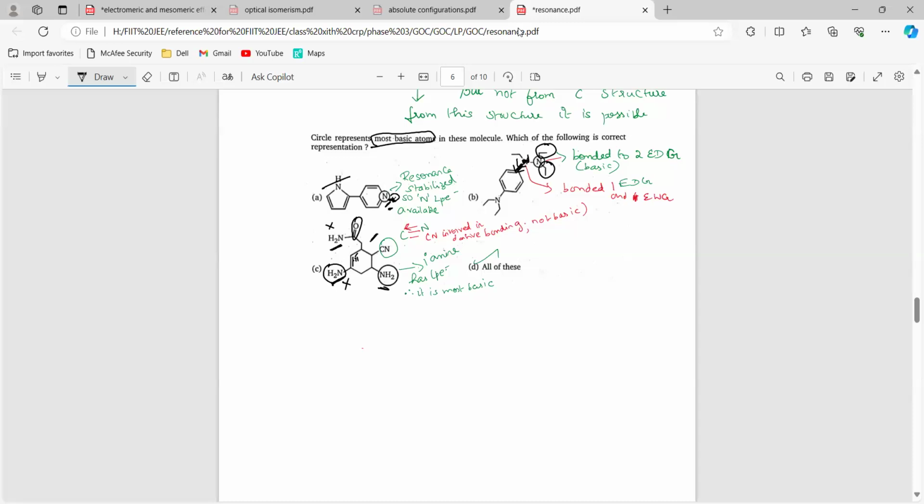Look at cyanide. In cyanide, nitrogen is already going for a coordinate covalent bond with carbon. So nitrogen's lone pair is already involved in bonding with carbon. So it is not basic. Look at the amine here. It still has its lone pair of electrons left. So yes, it is basic. So all of them are basic here.